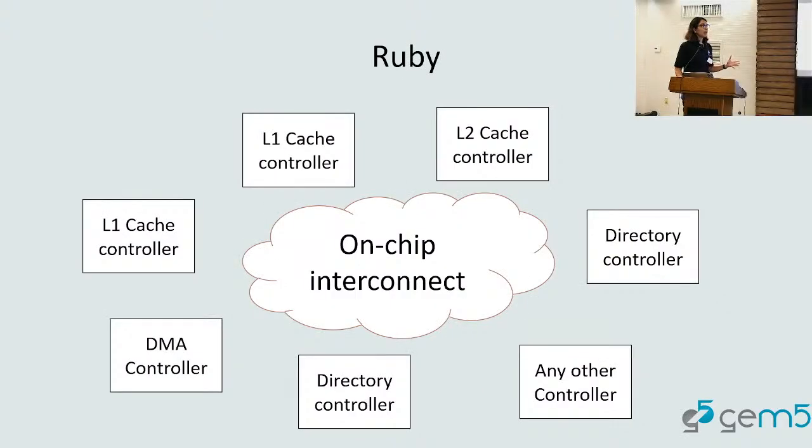What Ruby does, in more detail, is that it creates different controllers for the components in your cache hierarchy. For instance, it creates a controller for your L1 cache, L2 cache, directory, DMA, all those sorts of things. And it has a network on chip. If you want to test something, you can change the network on chip here. Or if you want to add more coherency, then you have to change the L1 cache, L2 cache, or directory.